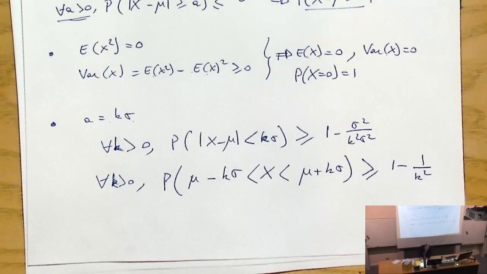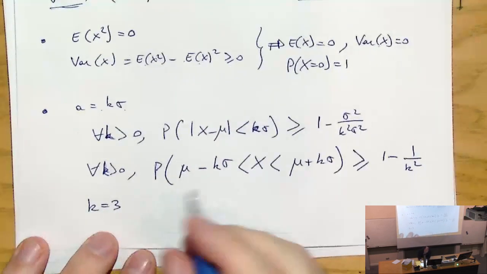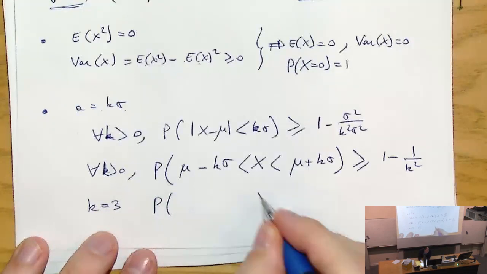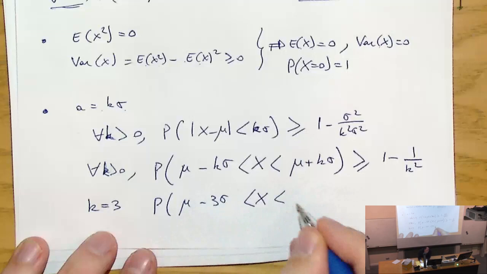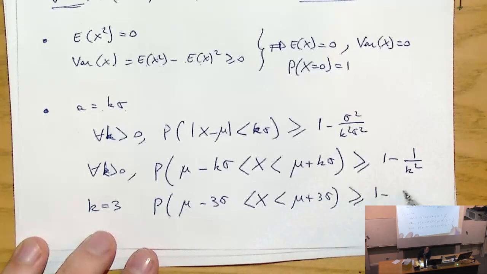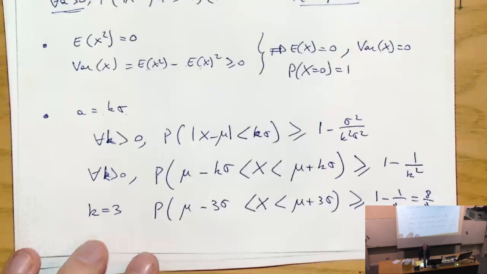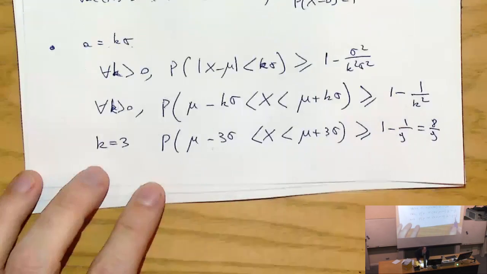Right, so imagine you take k equal to 3. If k is equal to 3, that means the probability of having a random variable x between its mean minus 3 sigma and its mean plus 3 sigma is always larger than 1 minus 1 over 9, which is 8 over 9. Right? Whatever the distribution of x, the probability that x is in between those two boundaries is larger than 8 over 9.